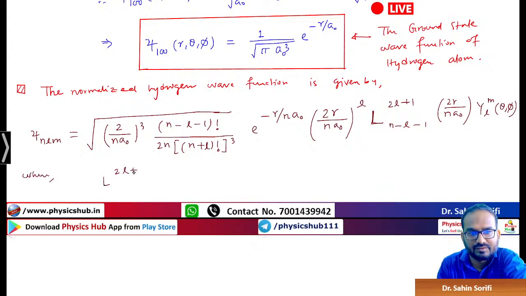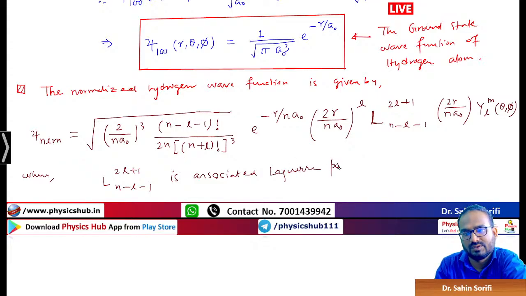The Laguerre function with indices 2l plus 1 and n minus l minus 1. This is the associated Laguerre polynomial.